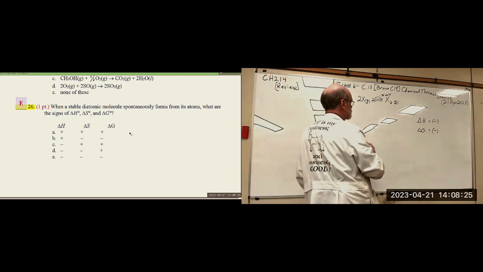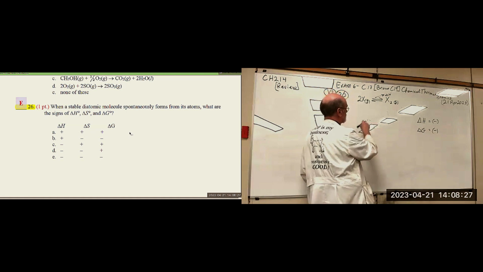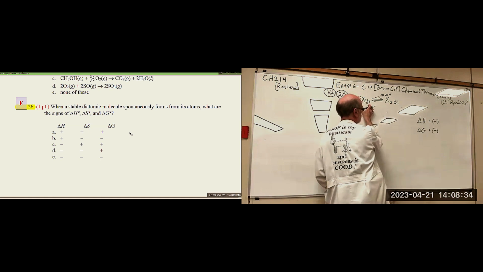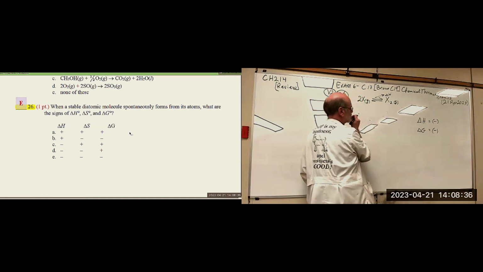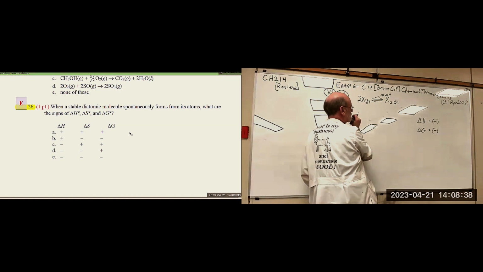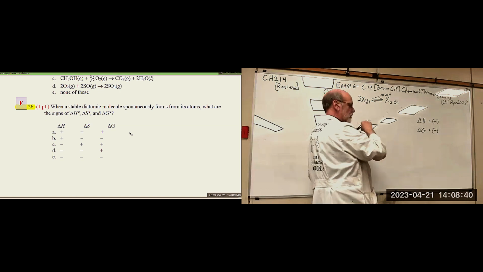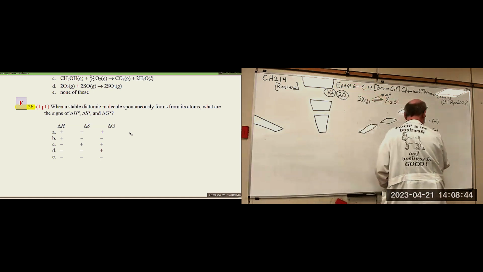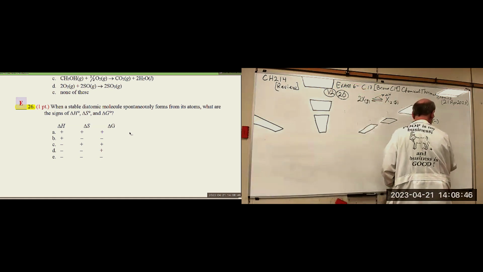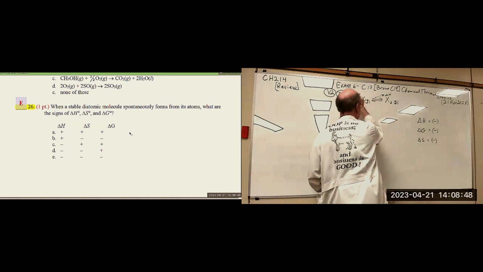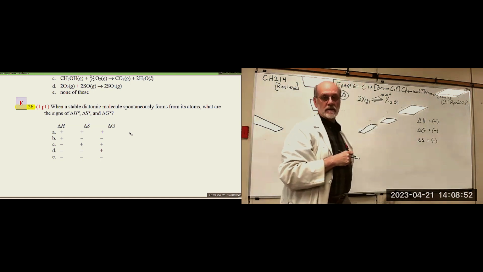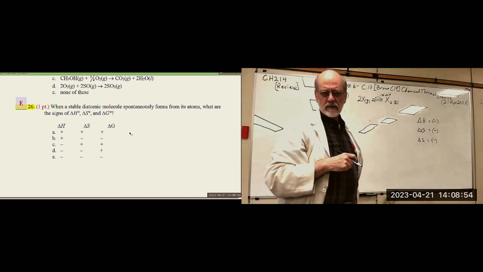If we look at it in terms of order versus disorder, you've got 2 moles over here, but only 1 on this side. So this is more ordered than that one. So if your order is increasing, delta S must also be negative. We're going from more disordered to less disordered. That's a negative change. Right? So they're all negative. That's E.